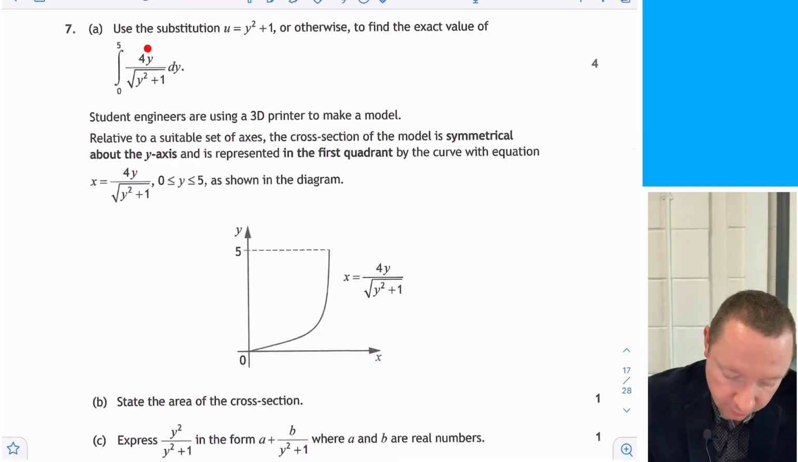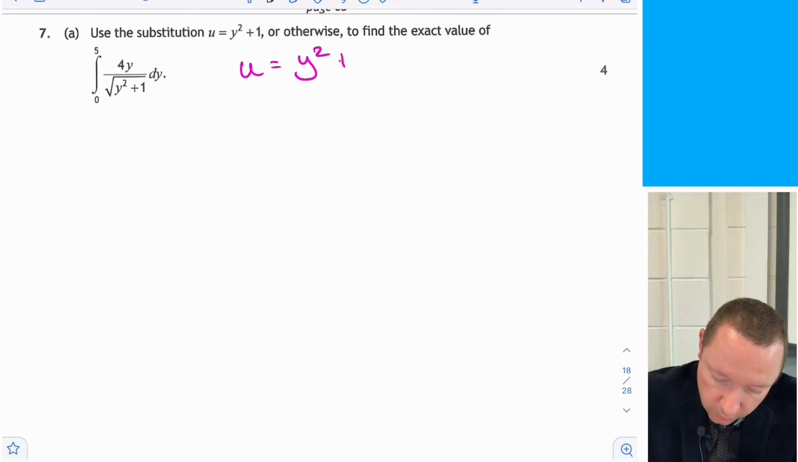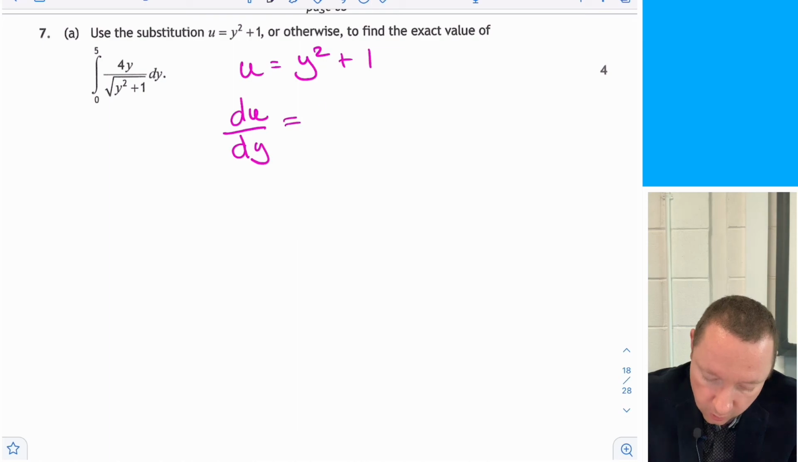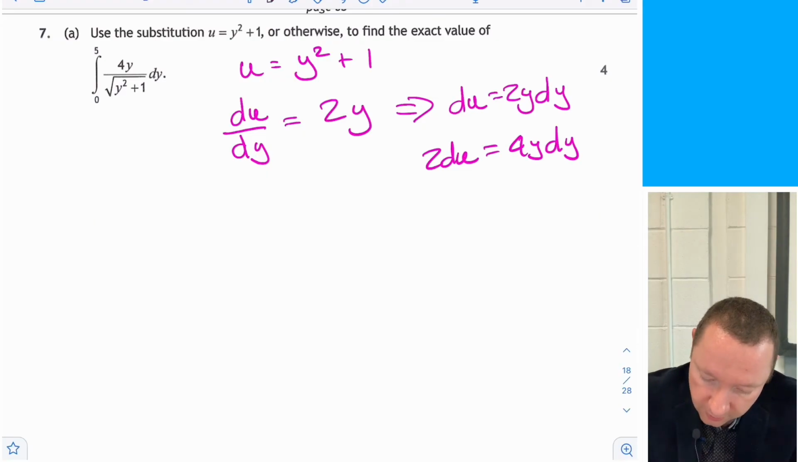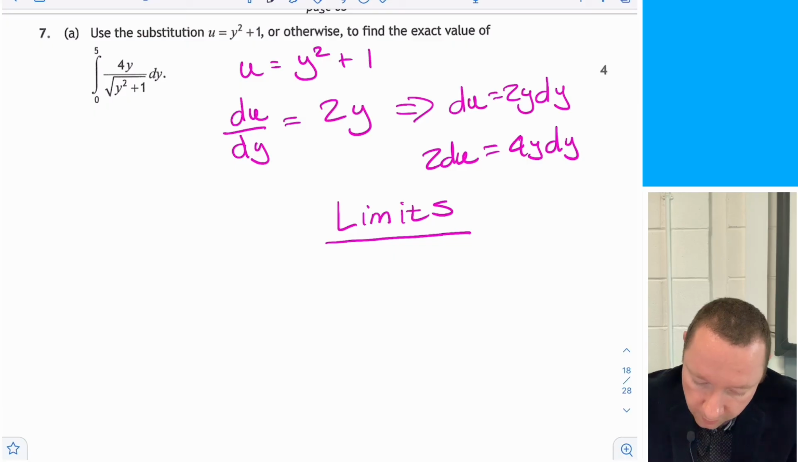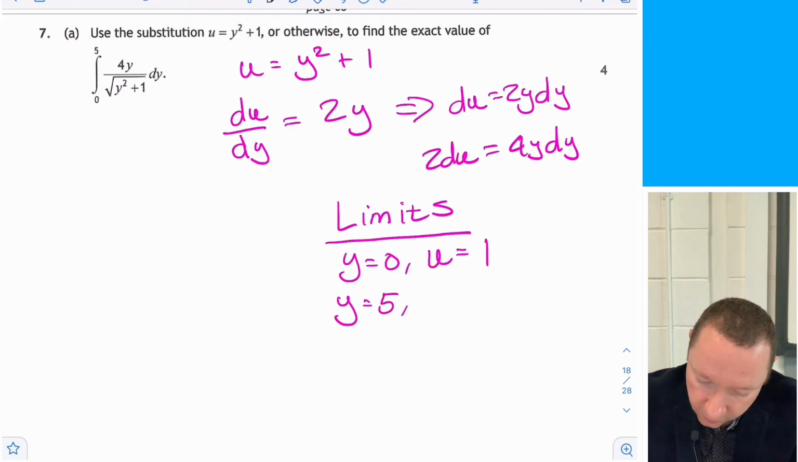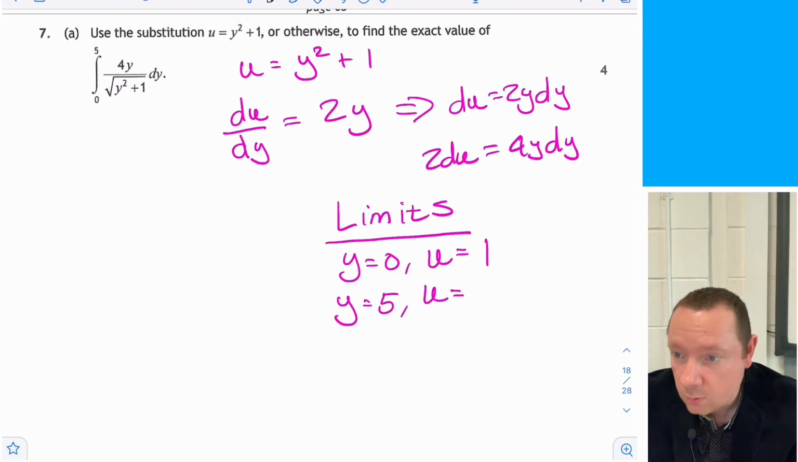the integral between 0 and 5 of 4y over the square root of y squared plus 1. So if u equals y squared plus 1, then du by dy must equal 2y. So that implies that du equals 2y dy. So 2 du must be 4y dy. So make our limits for the integral. Remember, at y equal to 0, u equals 1, and at y equal to 5, u equals 5 squared plus 1, which is 26.